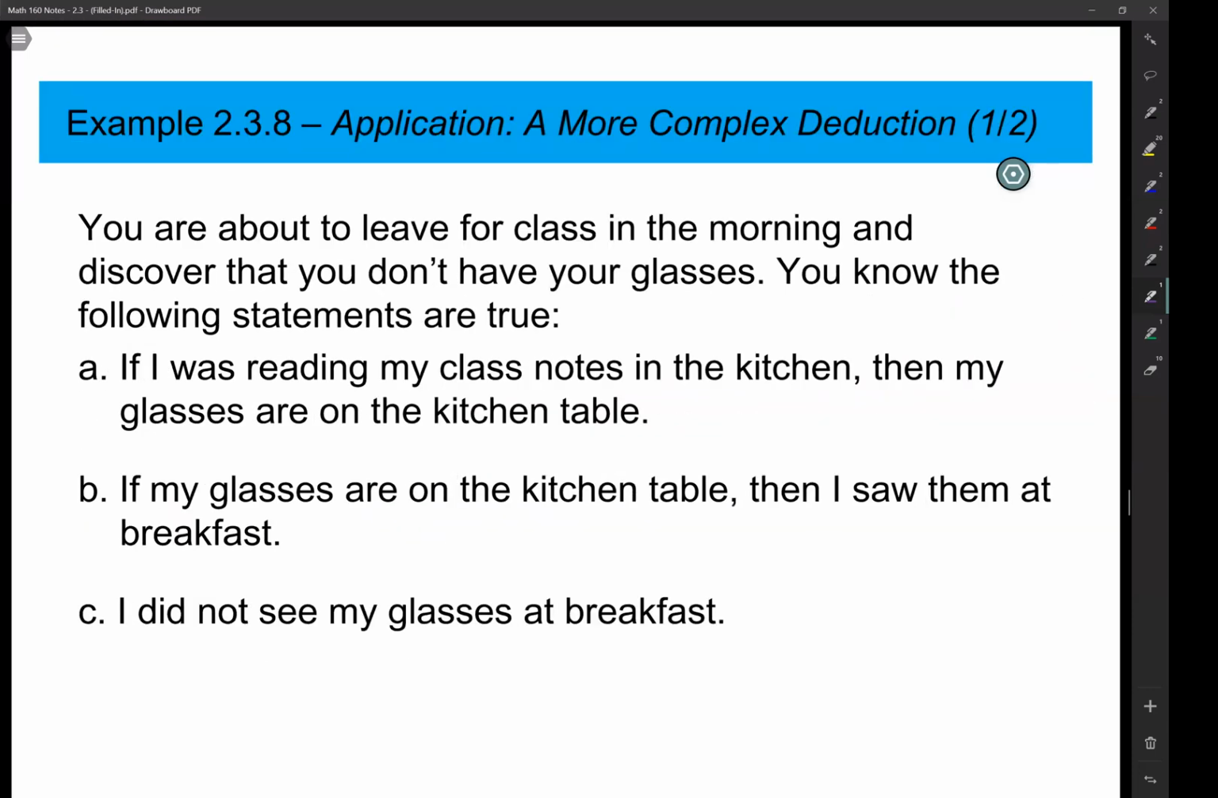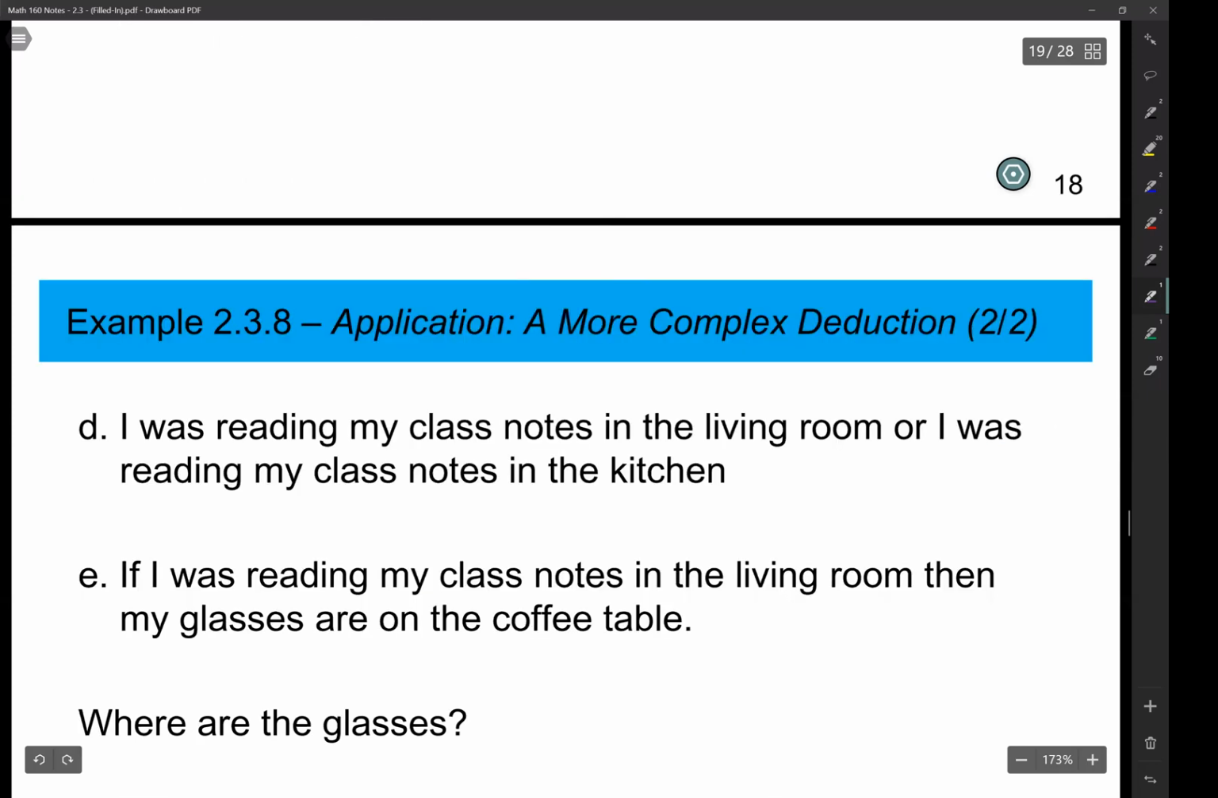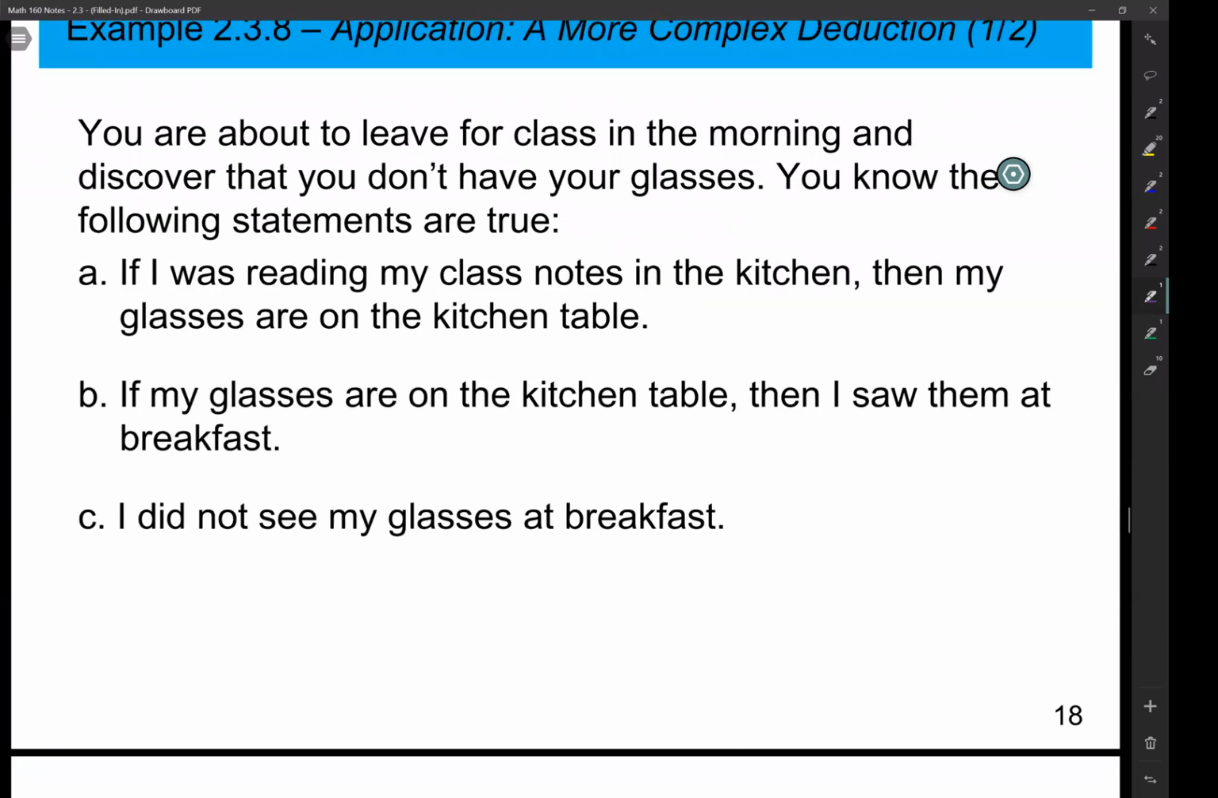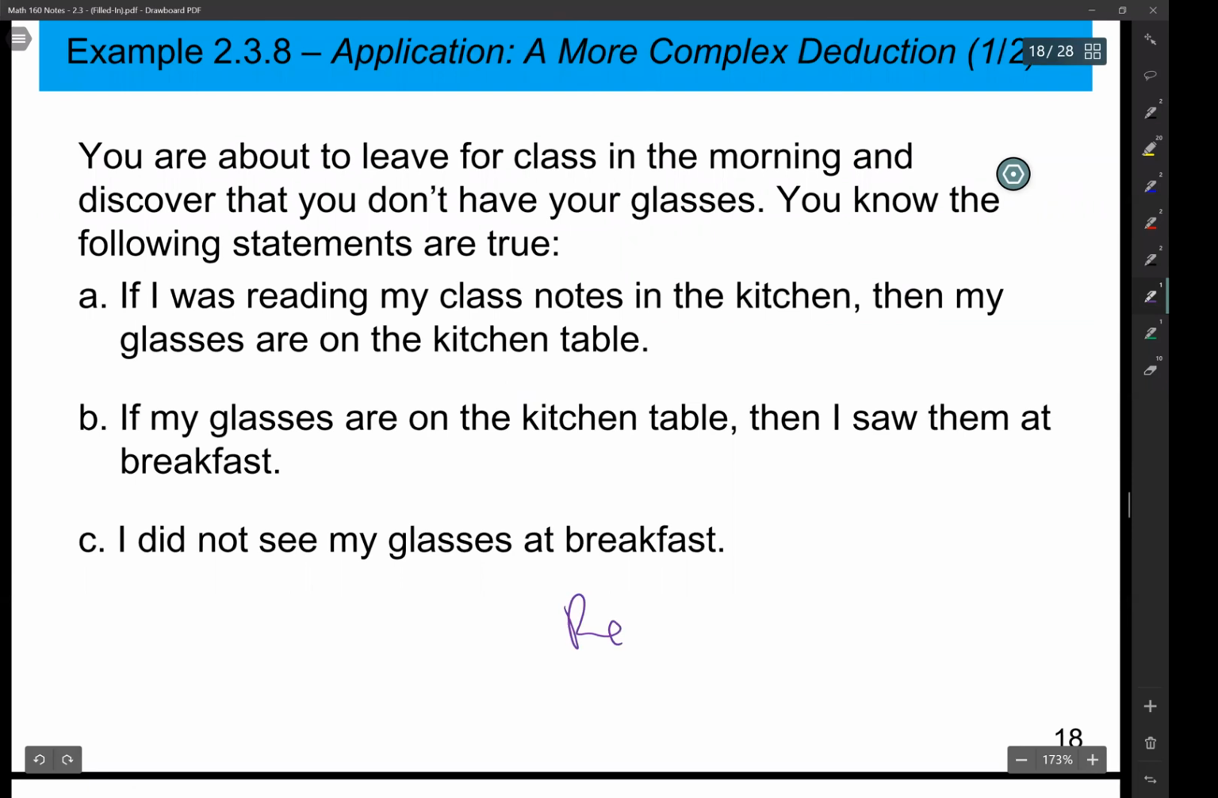I think what I'm going to have you do is actually work on this on your own. So go ahead and read this and the solution on your own. The notes are on Canvas.